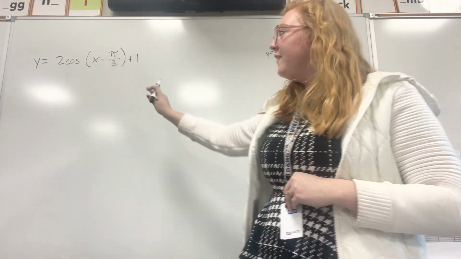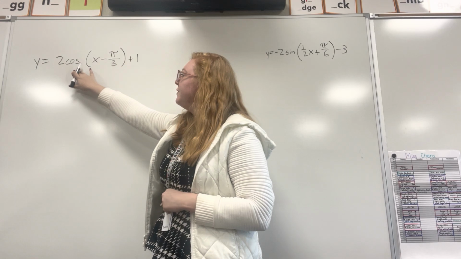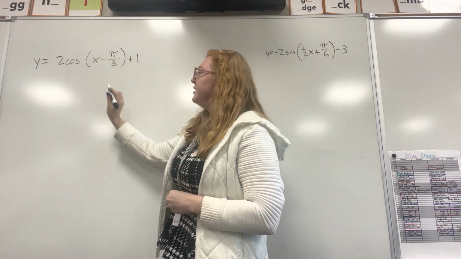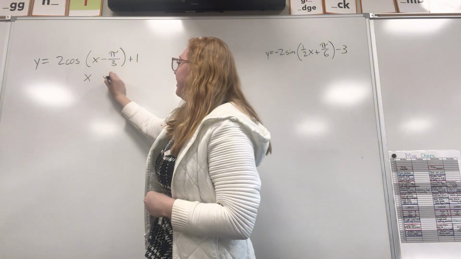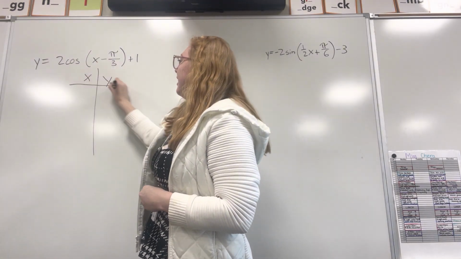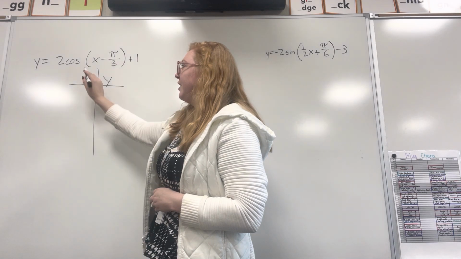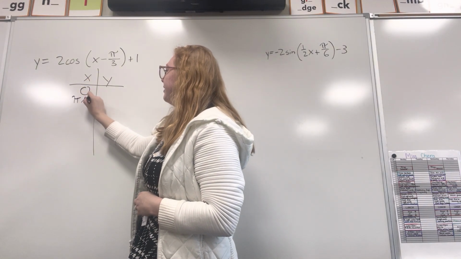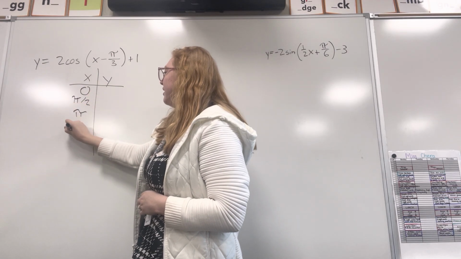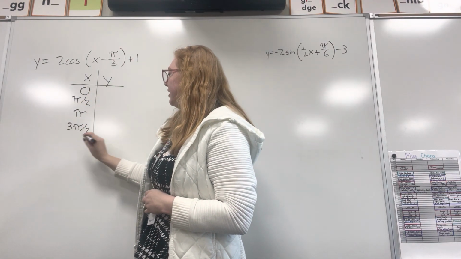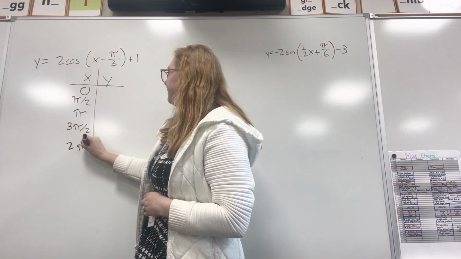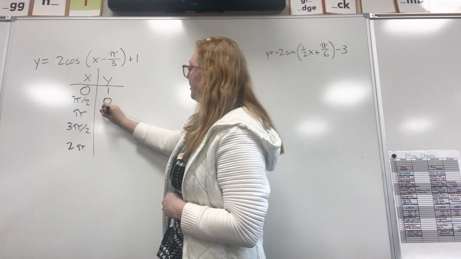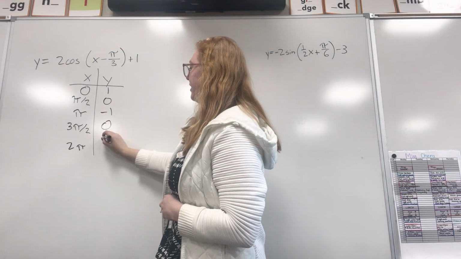So the first one that I have up on the board here is y equals 2 cosine (x minus pi over 3) plus 1. So I always like to start with an x and y table. And our typical values for a cosine function is going to start with 0, pi over 2, pi, 3 pi over 2, and 2 pi. And then for cosine, it's going to start with a 1, 0, -1, 0, and back to 1.